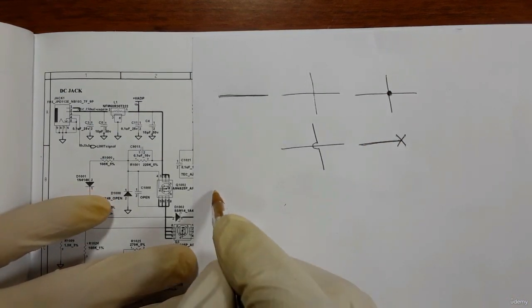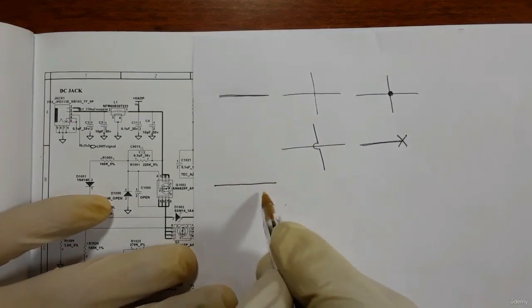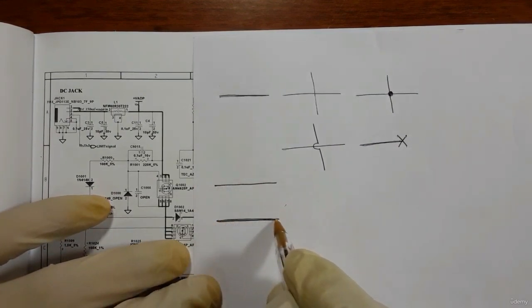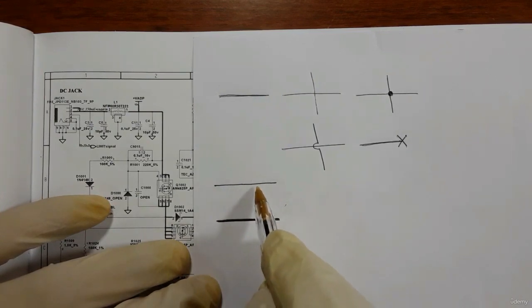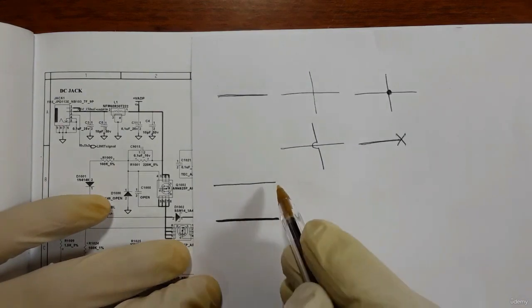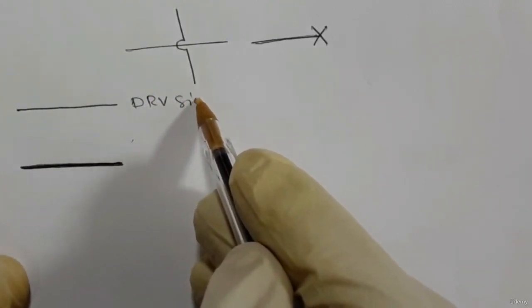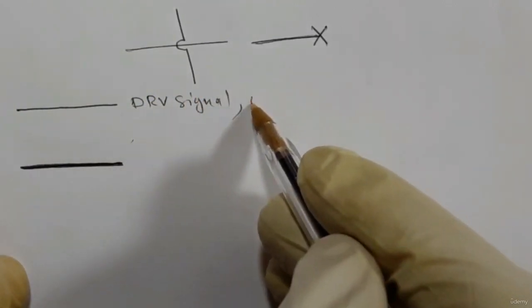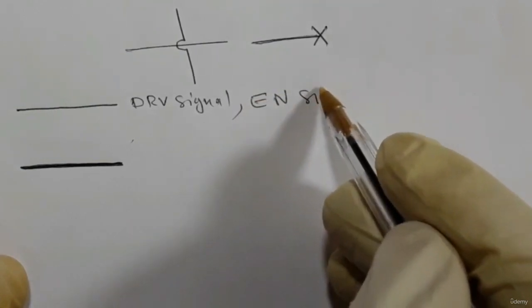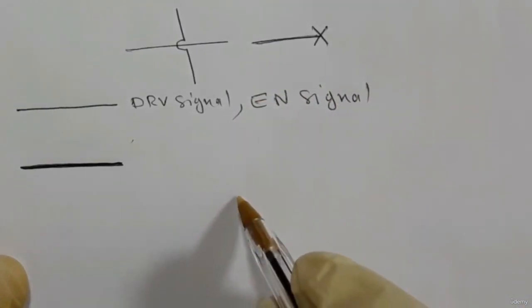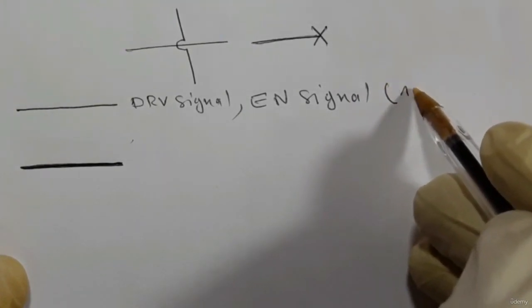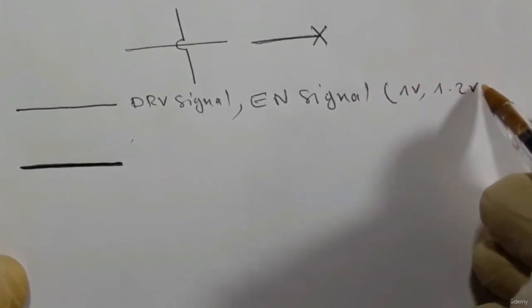Now we have here two wires, this wire and another wire, a thick or bolded wire like this. This wire means a normal path. It can hold a signal or a low voltage. For example, it can hold a drive signal or an enable signal, for example about 1 volt or 1.2 volt, etc.